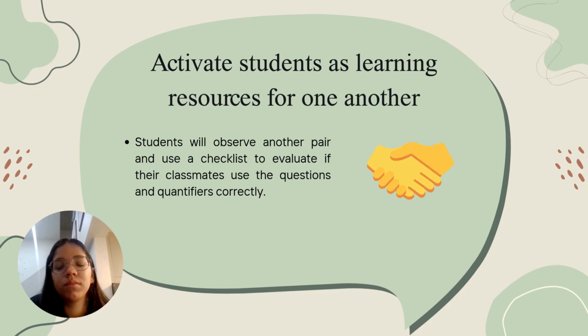So now we have the fourth stage that is activate students as learning resources from one another. So in this case, I will involve students in the assessment by letting them observe and evaluate their classmates' performance. So each student will get a shared peer assessment checklist with items like did they use how many and how much? Did they use quantifiers? Did they speak clearly? While watching their peers, they will mark what they noticed and later share one positive comment. This practice helps the students learn from each other, compare language use, and become more aware of the grammar structures.